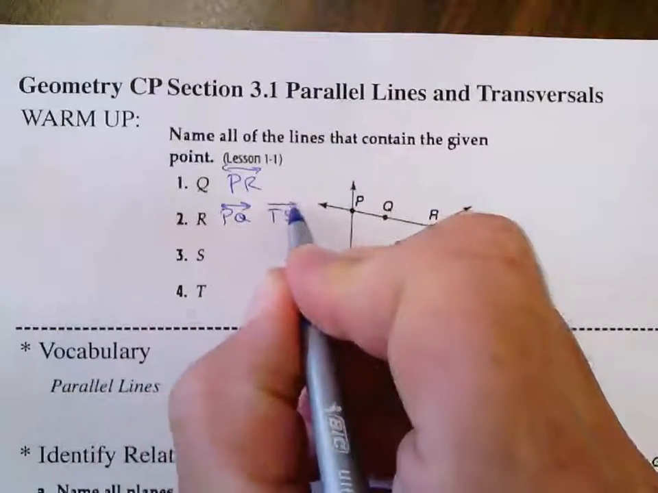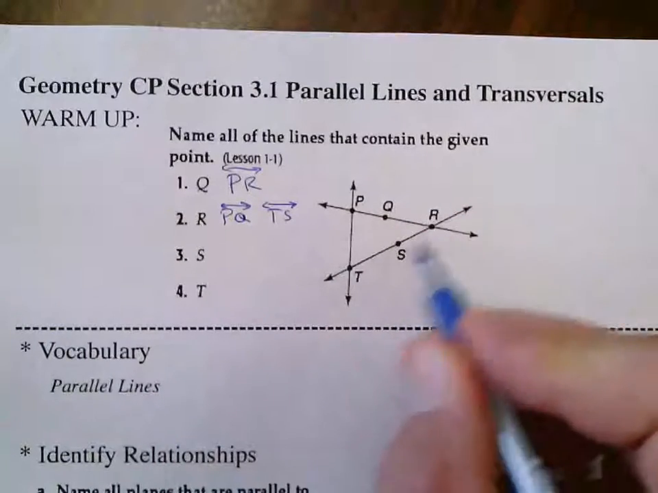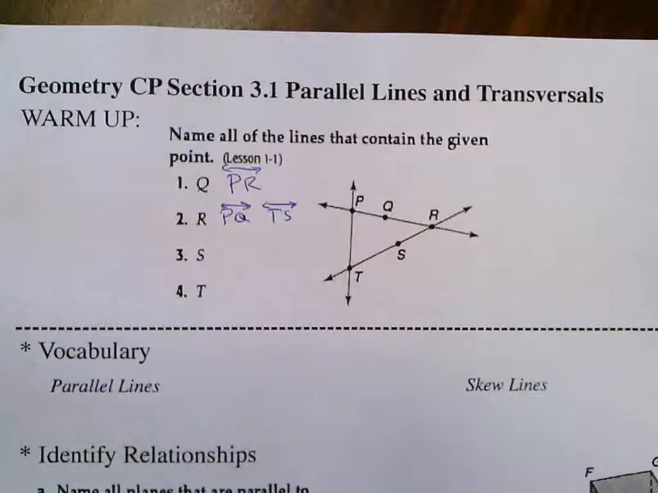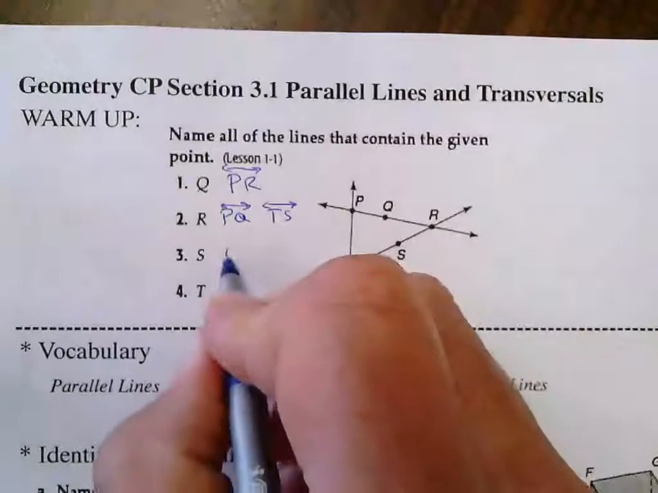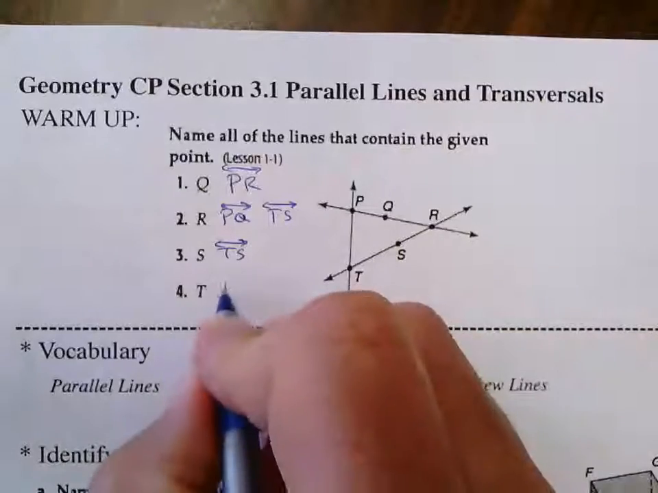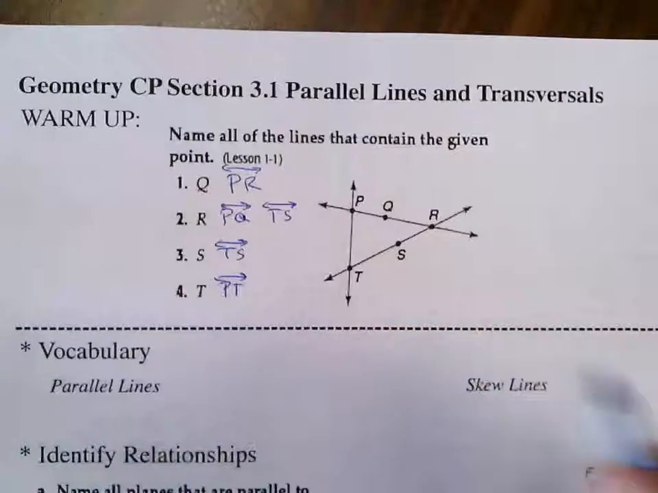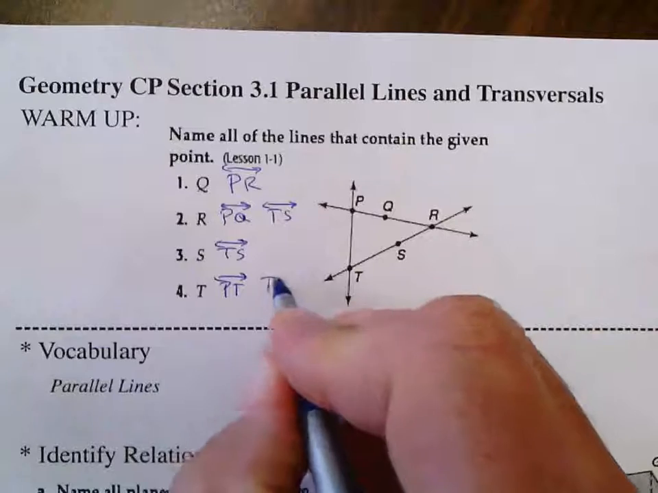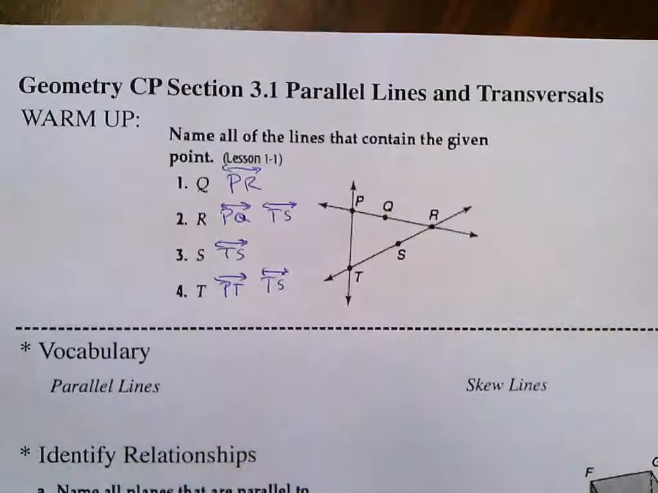And again, you can name it different things. I can call it TS, TR, RS. S only has 1 line, and again, that's TS. And T has 2 lines, PT and TS. So there's your warm-up.